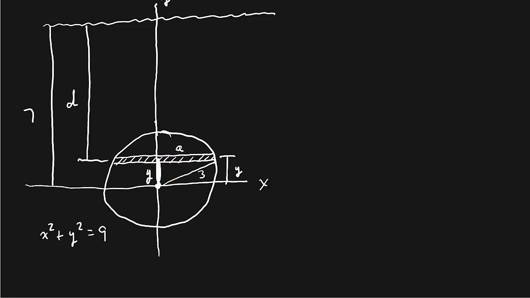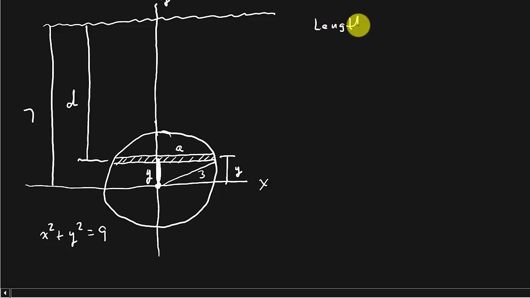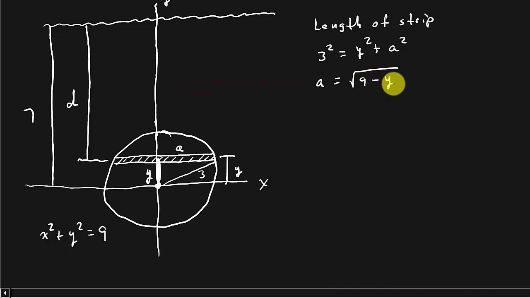This is just the Pythagorean theorem. Right now I'm finding the length of the strip. So by the Pythagorean theorem, 3 squared is equal to y squared plus a squared. And so I get a is equal to the square root of 9 minus y squared. Now I know the width is 2 times a, right? It's twice a because this is a also. And so that's equal to 2 times the square root of 9 minus y squared.